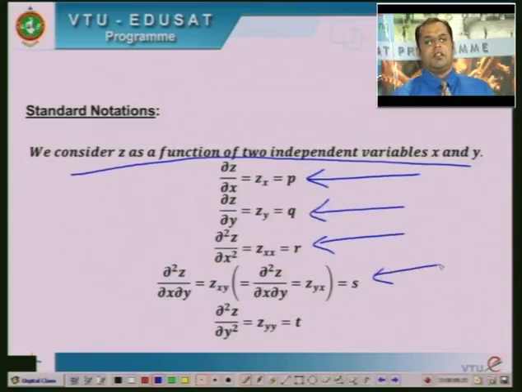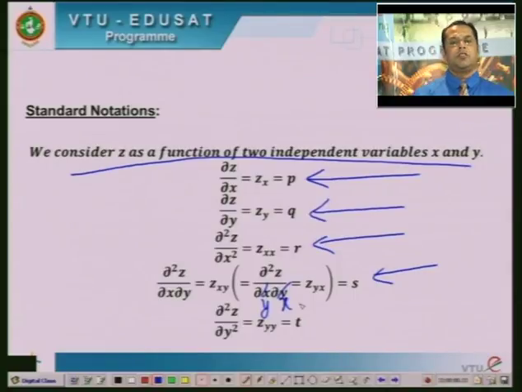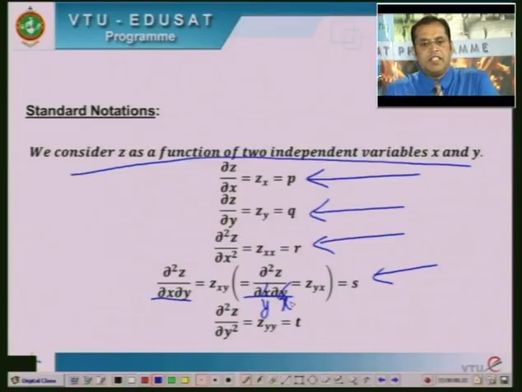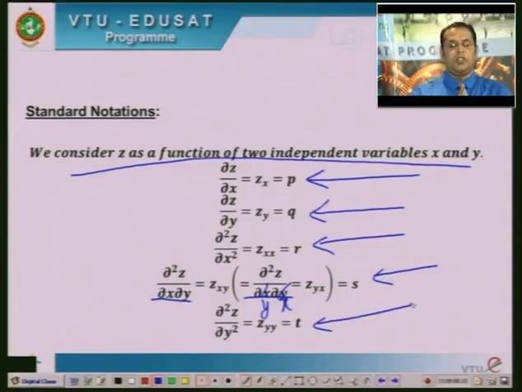Then, dou square z by dou x dou y, which is by notation zxy, and as you know, friends, it is also the same as dou square z by dou y dou x, which is zyx, that is equal to s. Notice that it is immaterial how you differentiate. In dou square z by dou x dou y, you have x and y, whereas in dou square z by dou y dou x, you have y and x. So, which is zyx, that is denoted by s. And finally, dou square z by dou y square, which is zyy, equal to t.